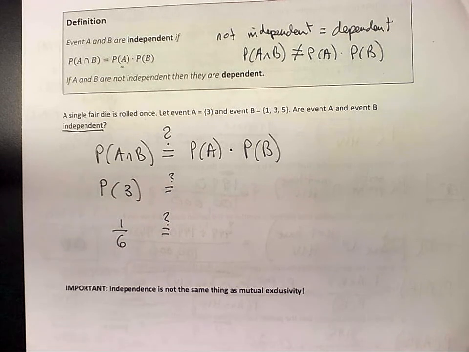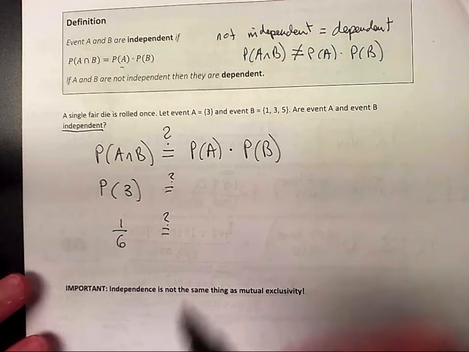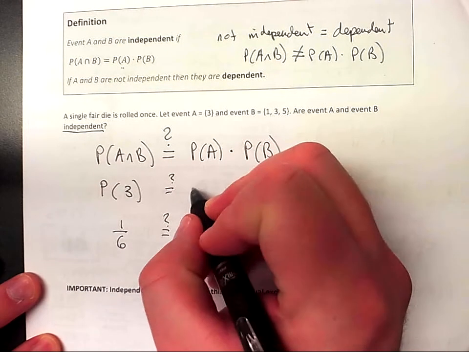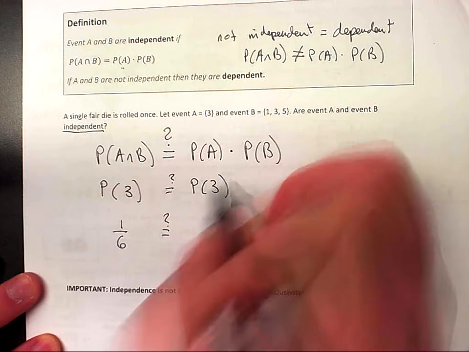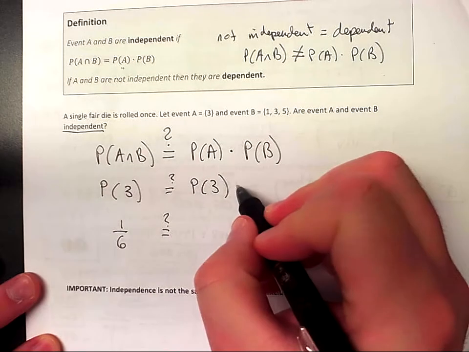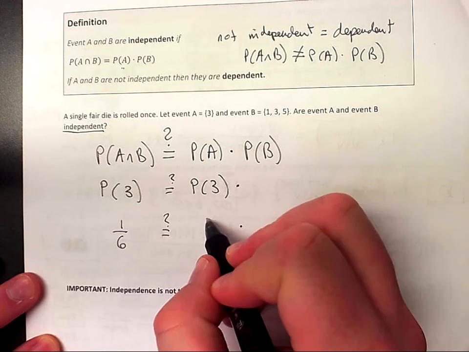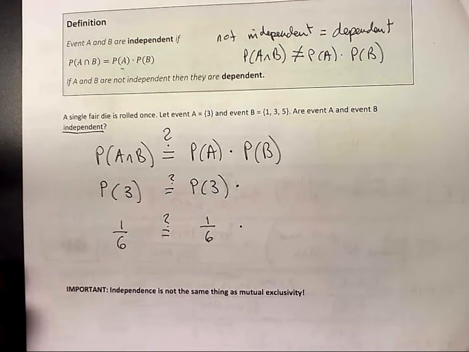Now we need to figure out the right-hand side. All right, what is the probability of A? Well, the probability of A is, again, what is in A? Only the number 3, so this is just the same thing as the number 3. So then, this is just going to be the same thing as 1/6.